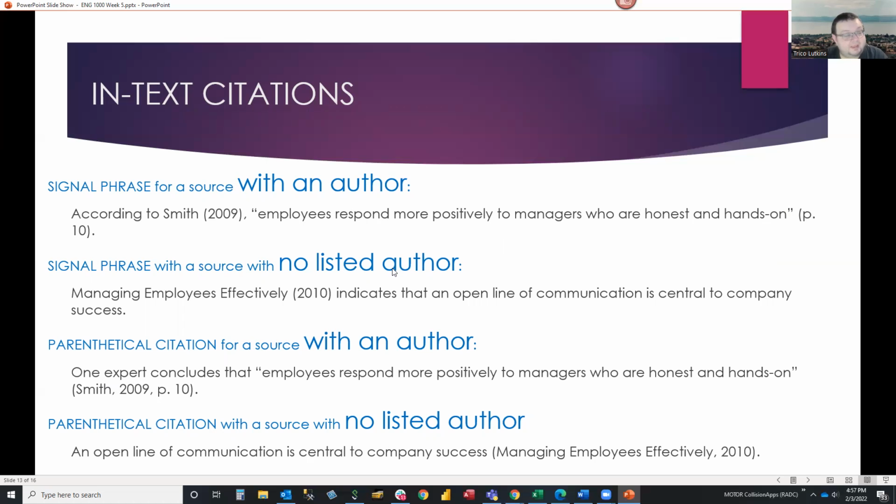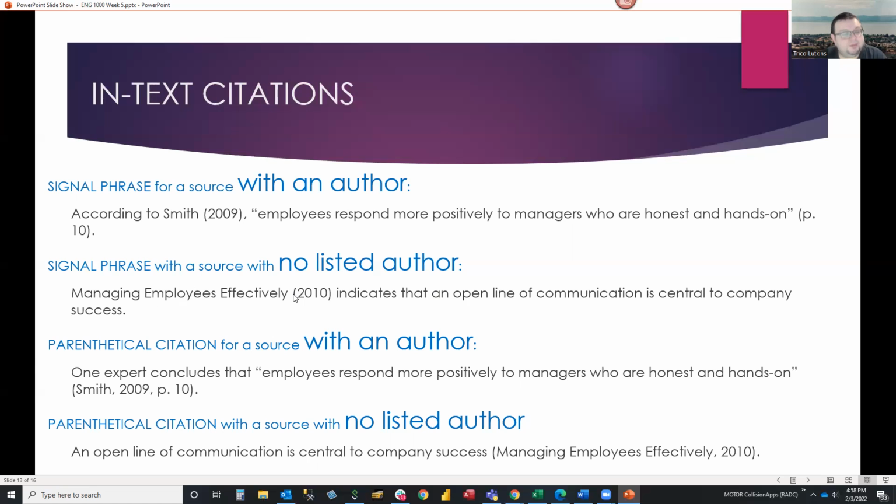You'll find this a lot nowadays on websites and things. There won't be an author listed. So let's say this was a website called Managing Employees Effectively, and it was published in 2010. Or it could even be some type of handout that you find online where you see it was published in 2010, but there's no author. Maybe a company just published it.